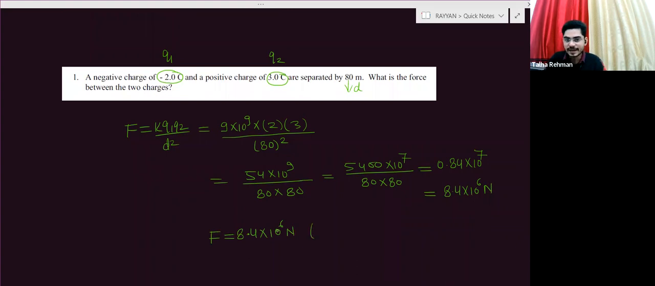So here we will write this, we have written now. After that we will write that the force will be attractive. Then this answer will be completed.